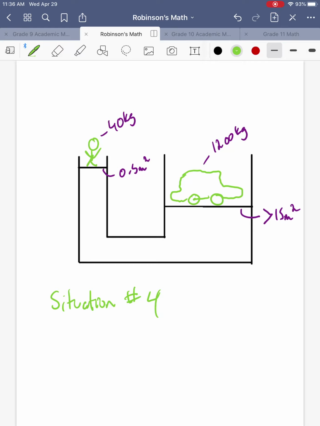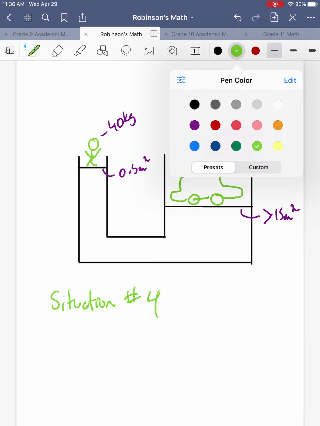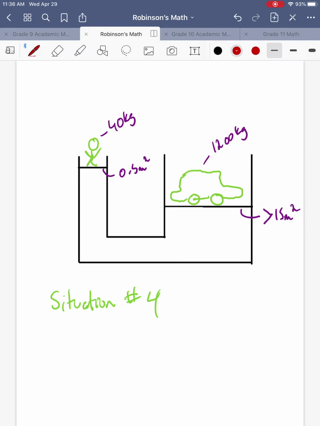This is the last of the situations for hydraulics. So basically, this is the answer to situation number 3, where we have a 40 kilogram person standing on a 0.5 meter platform, and this person is going to cause work to happen to a 1,200 kilogram car that's standing on a platform that's greater than 15 meters.